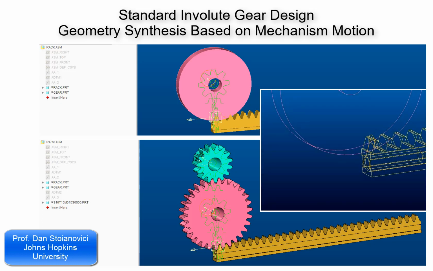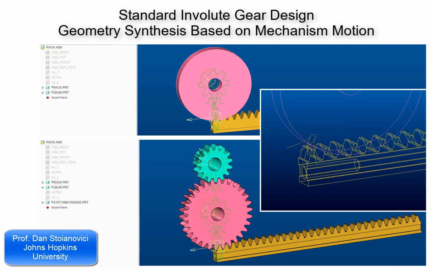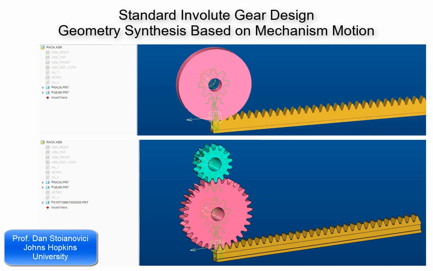I will then synthesize the geometry based on motion, making one tooth of the rack cut its way into the blank gear. The other teeth will be simply made with a pattern. To demonstrate that the gear made follows the proper standards, I will also engage it with a standard gear taken from the internet.